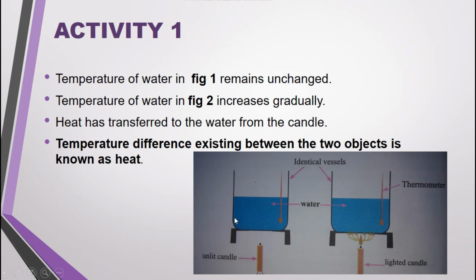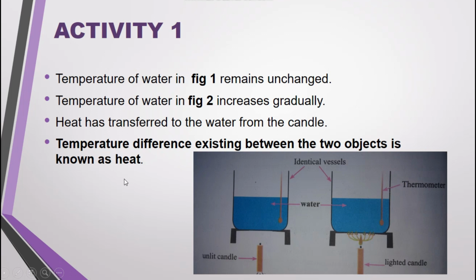Now we'll see what happens after a few minutes. In figure 1, the temperature remains unchanged, but the temperature in figure 2 gradually starts to increase. What is the reason for this increase in temperature in the second figure? The heat from this candle is transferred into the water in the beaker. Because this candle is lit, there is a gradual increase in temperature in the second system, and there is no increase in temperature in the first system.